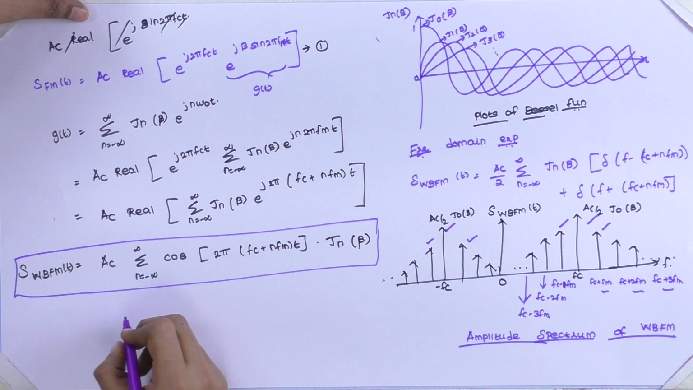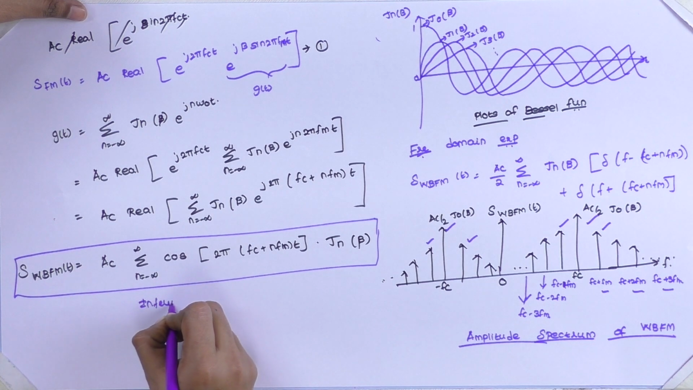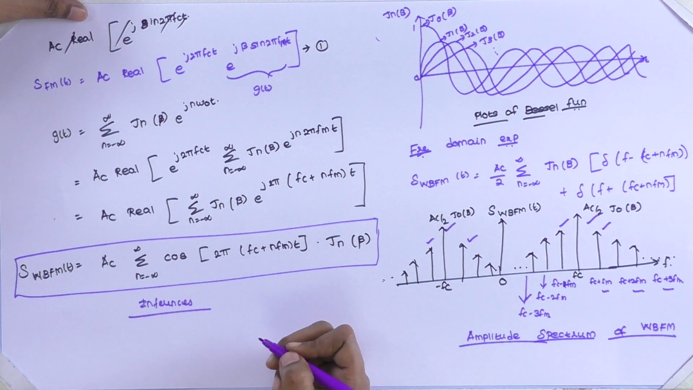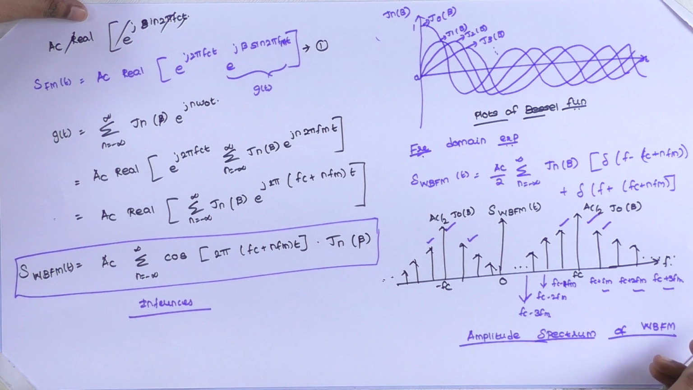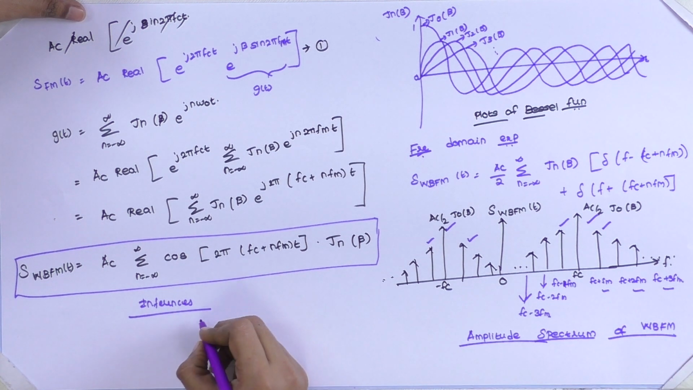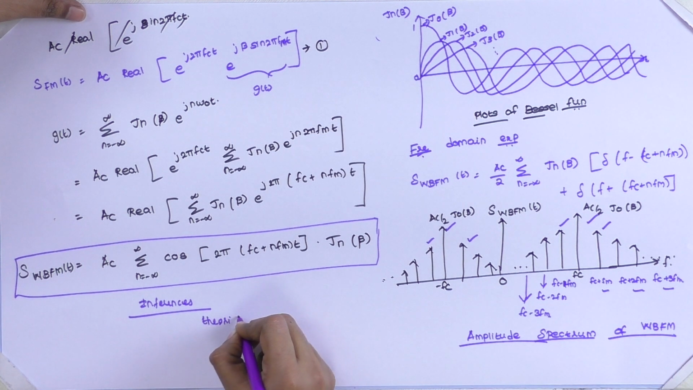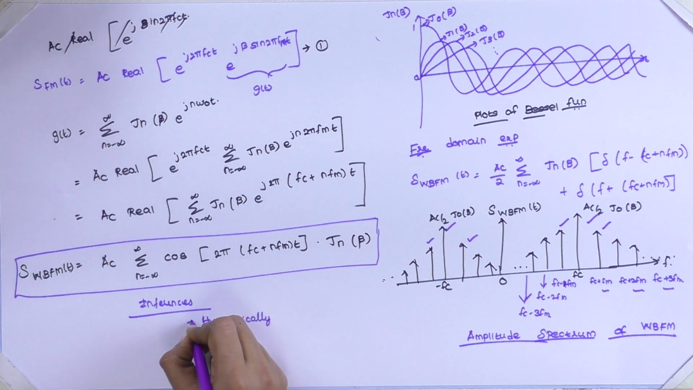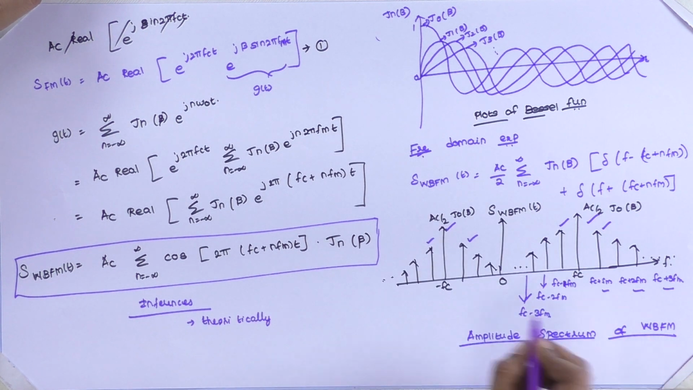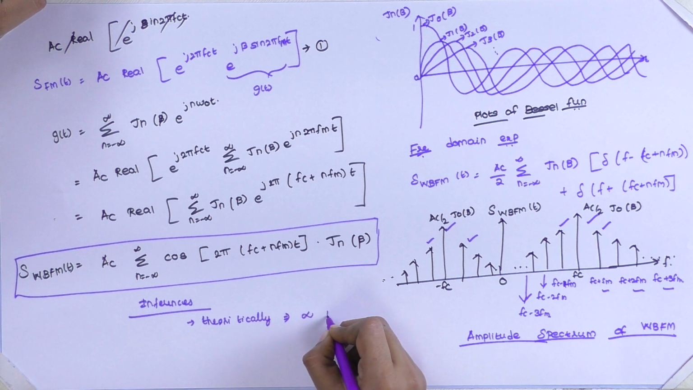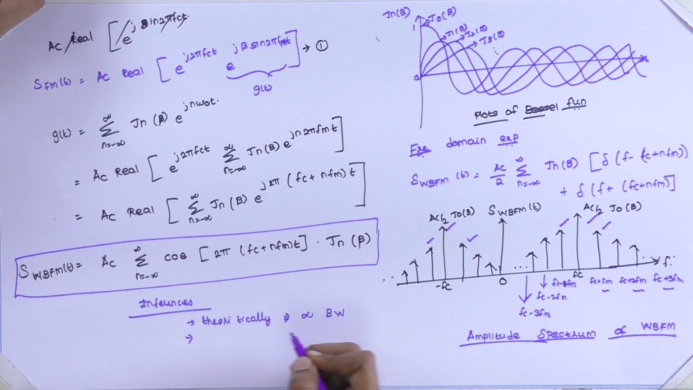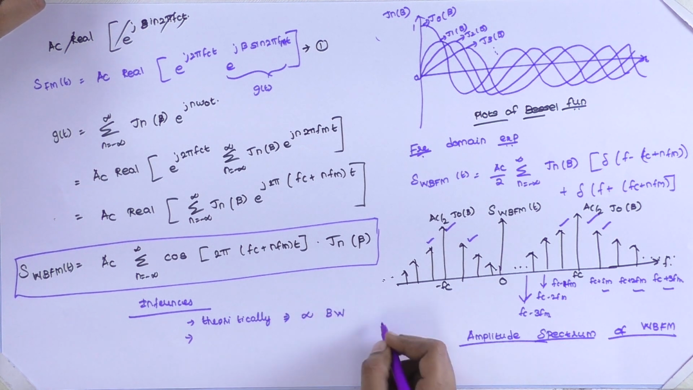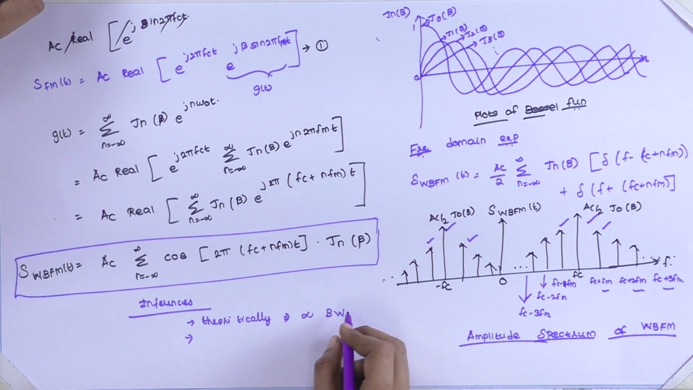Therefore, what are all the inferences we have seen so far? For wideband frequency modulation, there is an infinite set of frequencies. Therefore, to calculate the bandwidth we take the highest frequency minus the lowest frequency. But theoretically, the first inference we have observed from wideband frequency modulation is that we have infinite bandwidth. We are going to see in the next few minutes how we are going to limit it for our practical purposes.